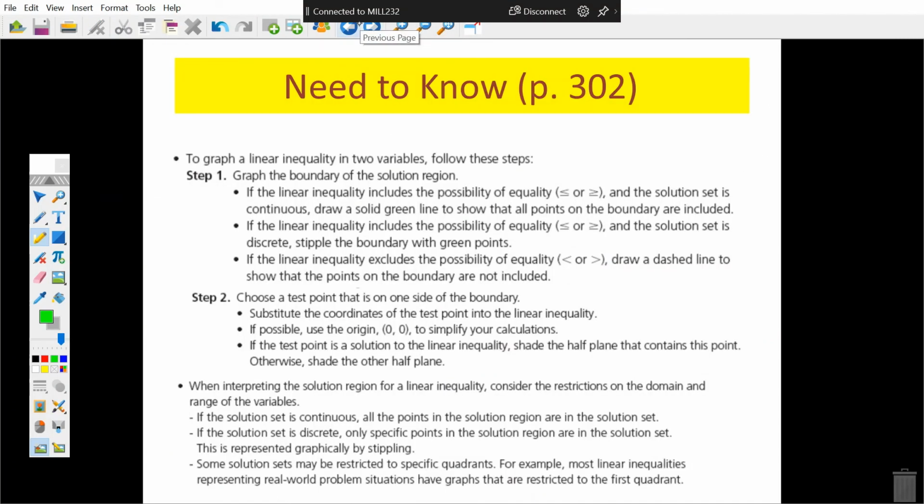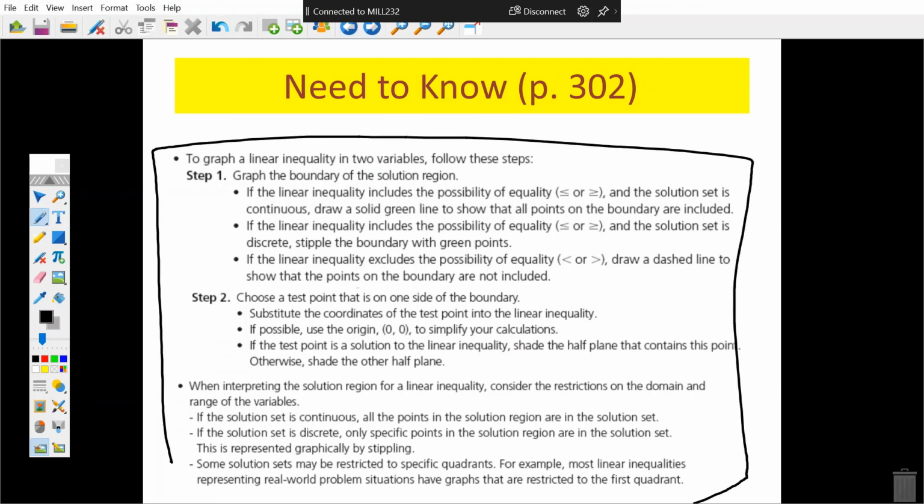Here is a sheet. If you need to write down the steps again, you can pause it here and look at it. It lays out everything that we talked about as far as graphing the boundary, doing your test point, and then coloring in above or below. If you want to look at it again in the textbook definitions, it's right there.